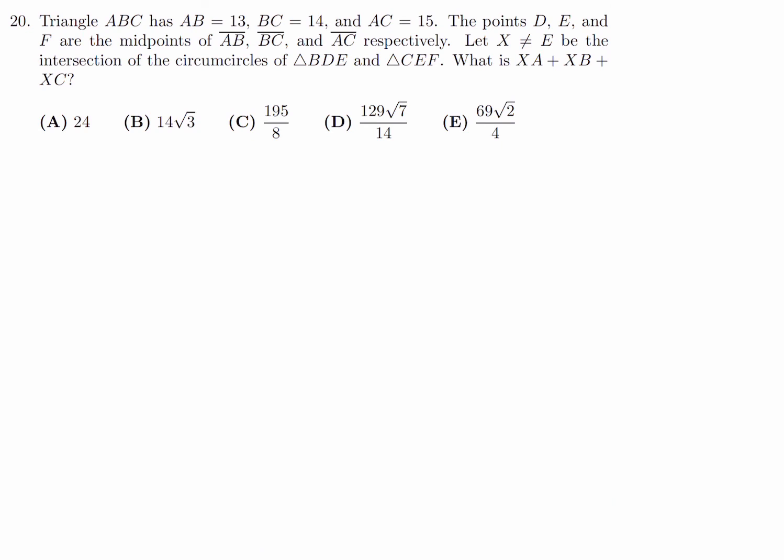Triangle ABC has AB equal to 13, BC equal to 14, and AC equal to 15. The points D, E, and F are the midpoints of AB, BC, and AC respectively. Let X not equal to E be the intersection of the circumcircles of triangle BDE and triangle CEF. What is XA + XB + XC?